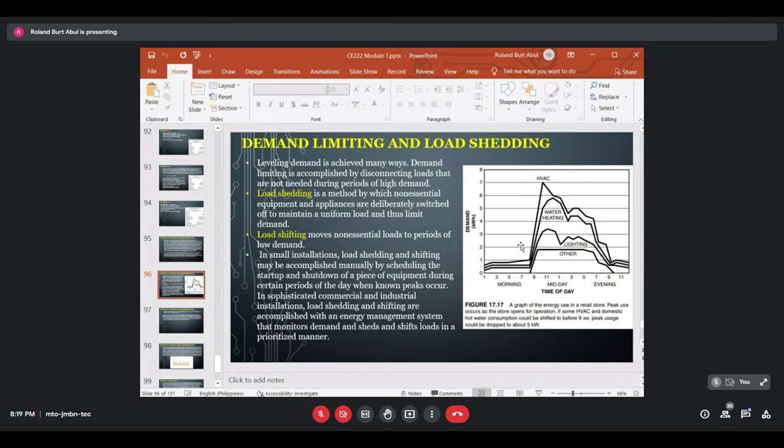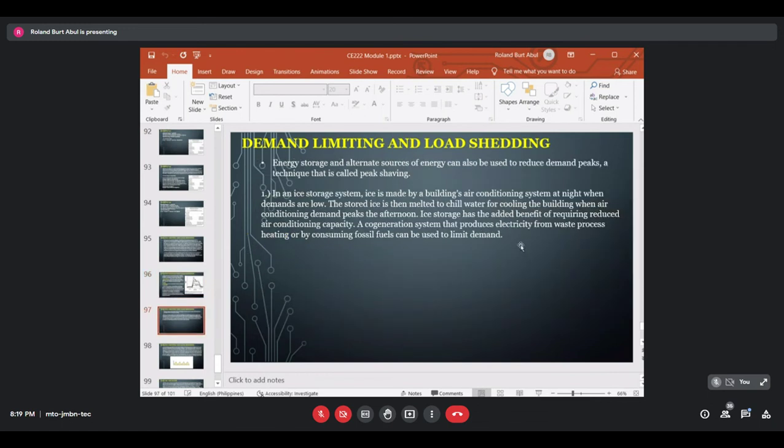It is more profitable for the utility company and thus more economical for the consumer to keep demand uniform. When demand is uniform, the utility more effectively utilizes its generating, transmission, and distribution system. The demand penalty imposed by the utility to keep demand uniform encourages the consumer to level off demand peaks. So leveling demand is achieved in many ways.